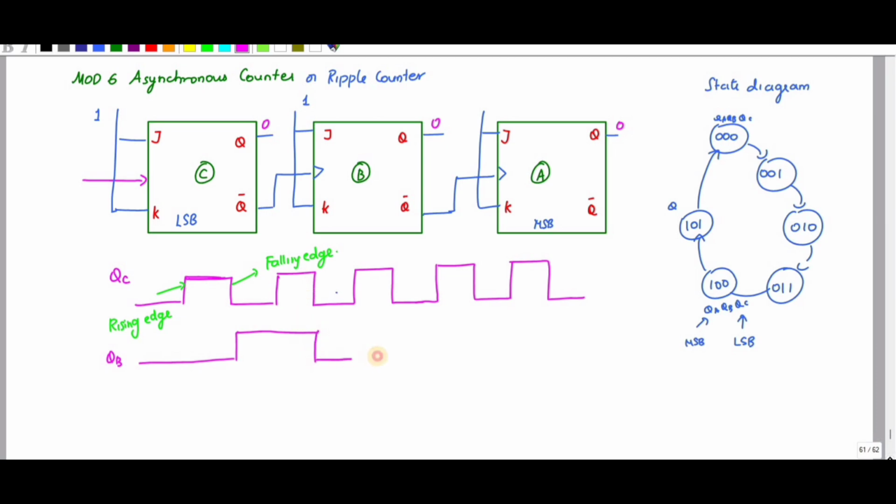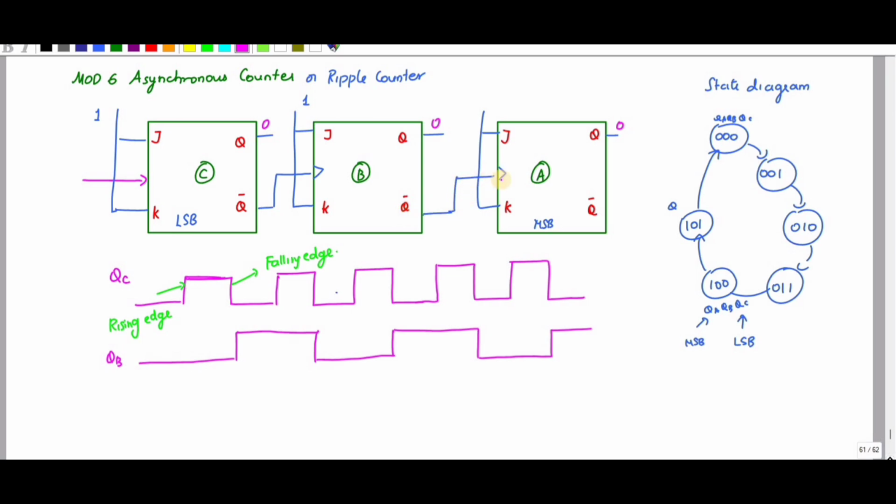Again here the rising edge is coming, so it goes to 1. Again the rising edge comes, so it goes to 0. Again the rising edge comes, so it goes to 1. Okay, so QB bar means this is your rising edge and this is your falling edge. So this is your rising edge for QB.